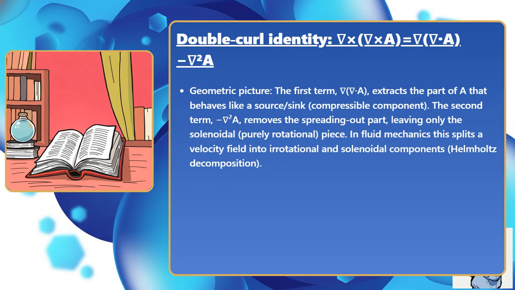The first term, nabla of nabla dot A, extracts the part of A that behaves like a source or sink, the compressible component. The second term, negative nabla squared A, removes the spreading out part, leaving only the solenoidal, purely rotational piece. In fluid mechanics, this splits a velocity field into irrotational and solenoidal components, Helmholtz decomposition.